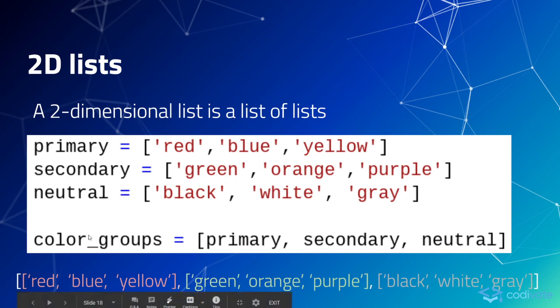So if you were to print out this color groups list, it would have these outer brackets for this list. You can see the outer brackets here. And inside, we will have each of the lists. This is the primary list, the secondary list, and the neutral list. It's basically a list of lists. That's the main takeaway when it comes to this slide.